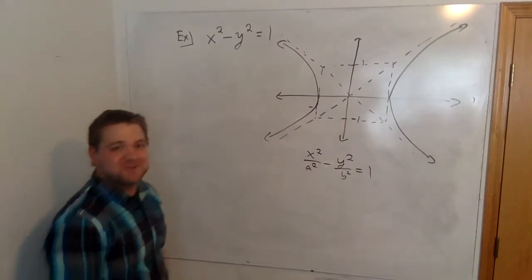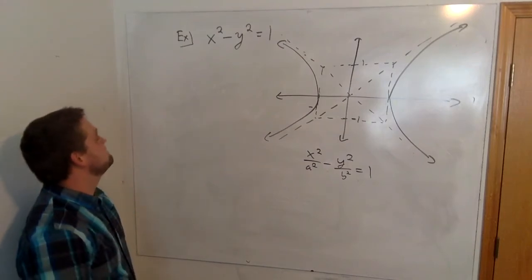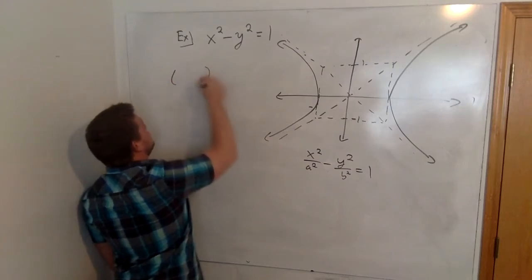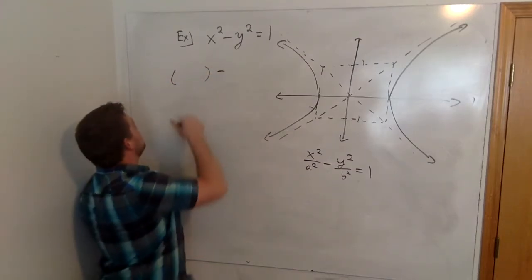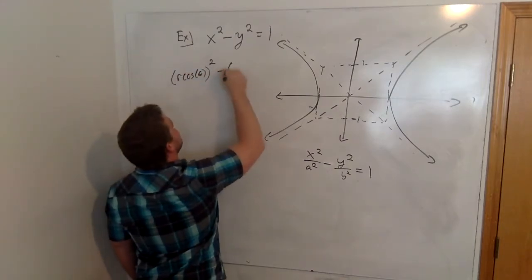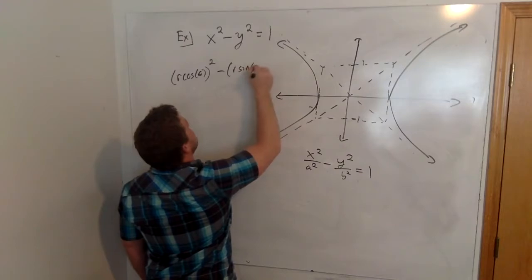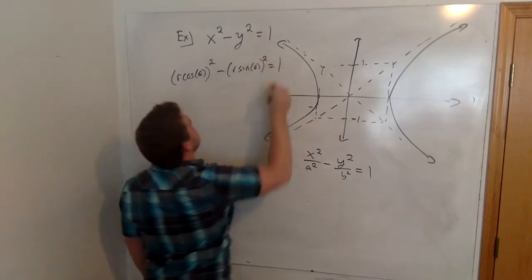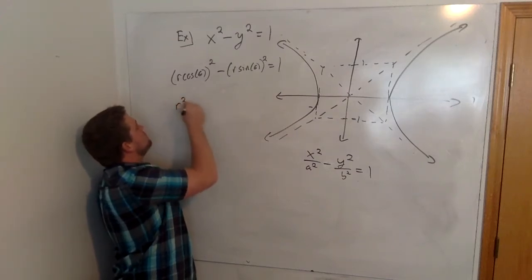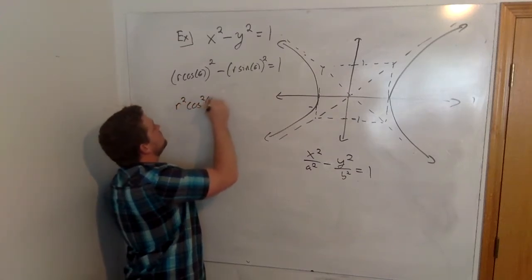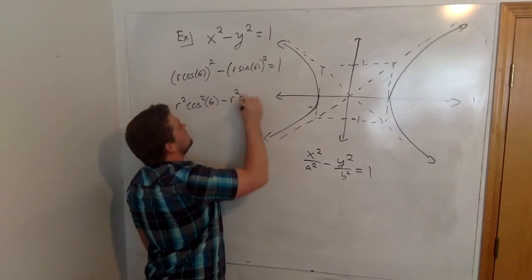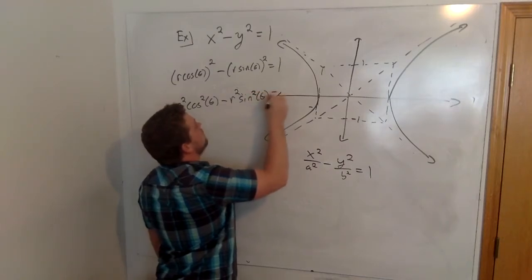Maybe go ahead and pause the video and give this one a shot on your own. Okay, let's do it. We're simply going to replace our x's with r cosine of theta and our y's with r sine of theta. Okay, let's see what we get. We can square everything, so this will be r squared times cosine squared of theta minus r squared times sine squared of theta, and this will all be equal to 1.